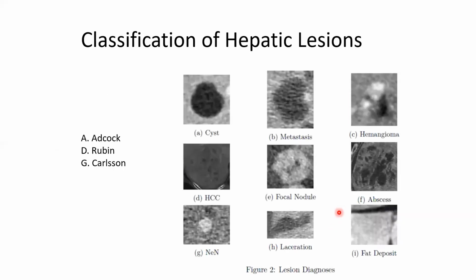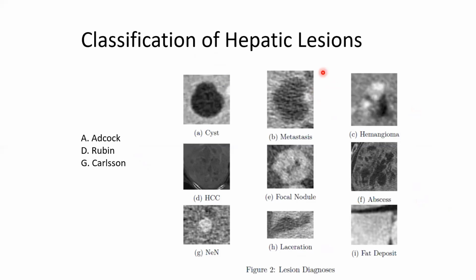So here is an example of how these features have been used in the literature. And this comes from a paper by Adcock, Rubin, and Carlsson, where they think about the problem of classification of hepatic lesions. So what is the data? The data is a collection of images of lesions, and the goal is to classify what type of lesion you're looking at.